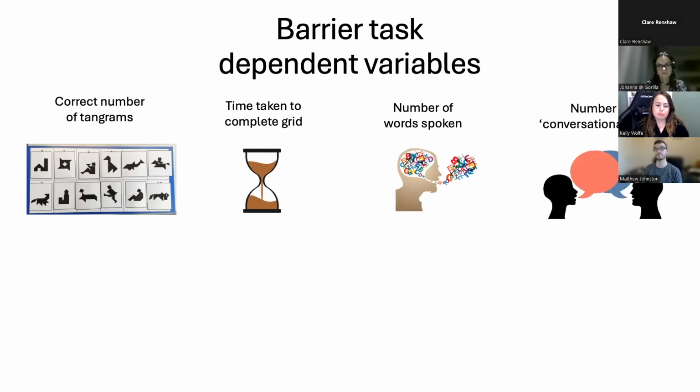And also we measure the number of conversational turns, and this refers to the amount of talking between participants. So you imagine participant A saying something, and then participant B replies, and then participant A replies again. That's 3 conversational turns in that trial, so a back and forth between the 3.